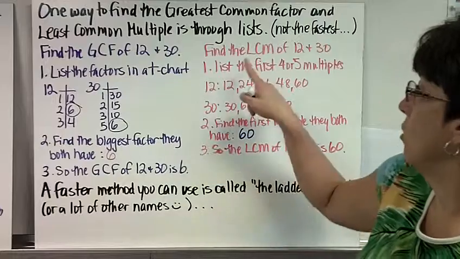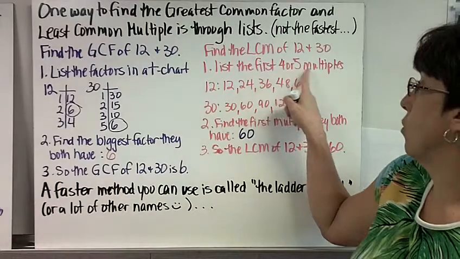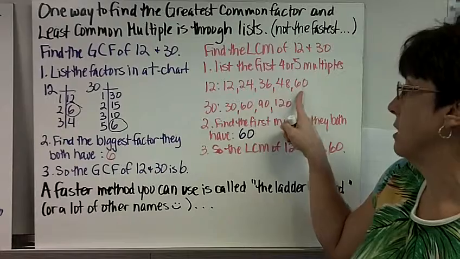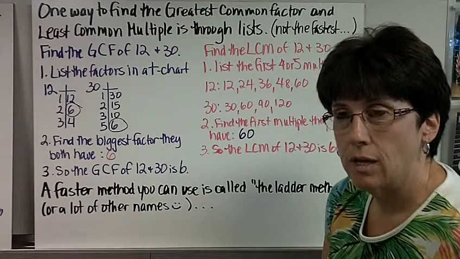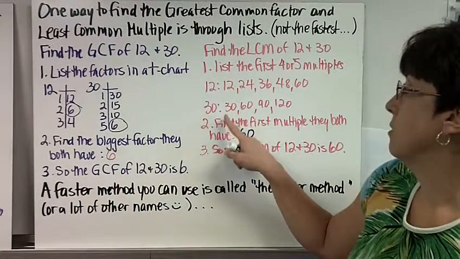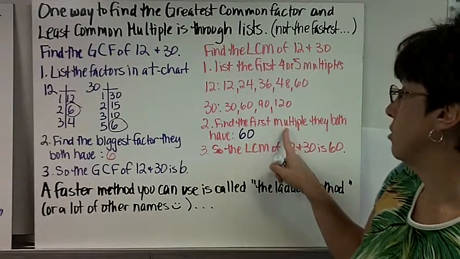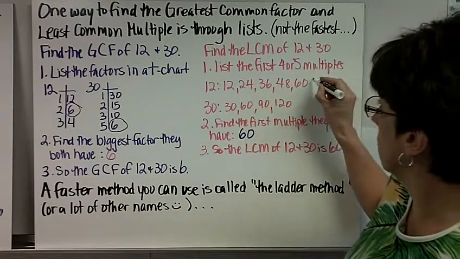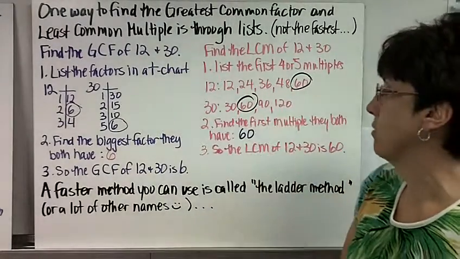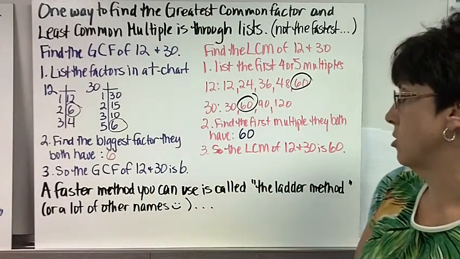So now if I say find the least common multiple of 12 and 30, I list the first 4 or 5 multiples. So for 12, 24, 36, 48, 60. And you can see how if this was a number that we don't normally have on the multiplication table, this could be quite annoying. 30, it's kind of easy for this one, 30, 60, 90, 120. So I find the first multiple they both have in common. Well, 60. All right, it's the second one of 30 and it's the fifth one of 12. So the first one they have in common is 60, so that's the least common multiple.